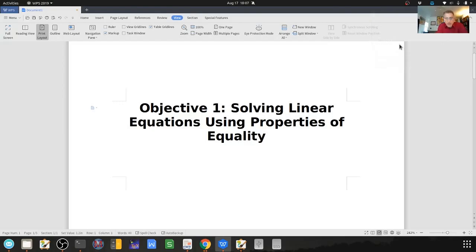So let's start Chapter 2, Objective 1. It's actually Chapter 2, Section 1, Linear Equations in One Variable. And we're going to look at Objective 1, Solving Linear Equations Using Properties of Equality.